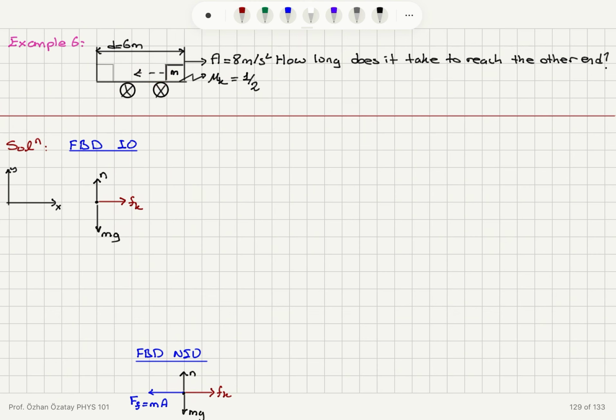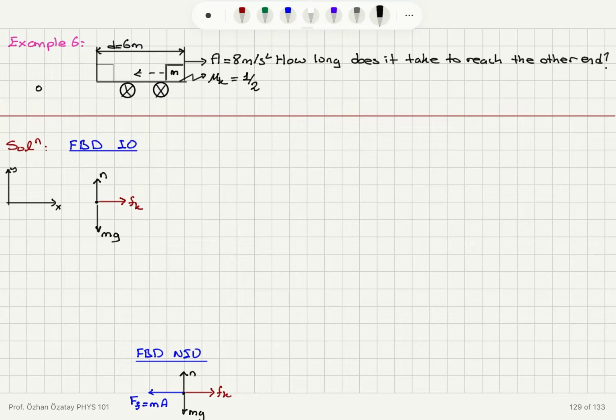Because the acceleration is to the right, it's going to feel a fictitious force to the left, and it will go and hit the other end. So how long does it take to reach the other end? Okay, so again, I'm going to solve this from two different points of view.